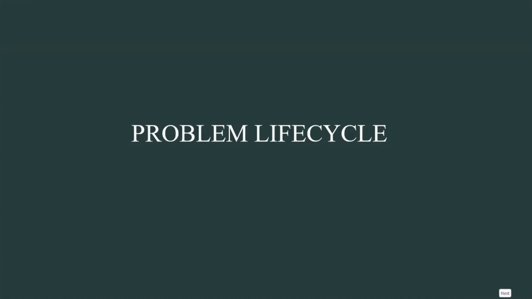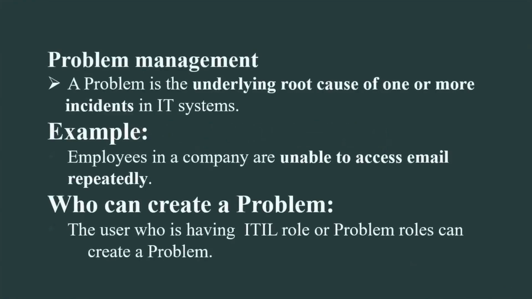We are going to understand the problem management lifecycle in a very simple way with real-time examples. So let's get started. What is problem management? First, let's understand what a problem is. A problem is the root cause of one or more incidents in IT systems. For example, employees in a company are unable to access email again and again. This means there is some underlying issue, not just a one time incident.